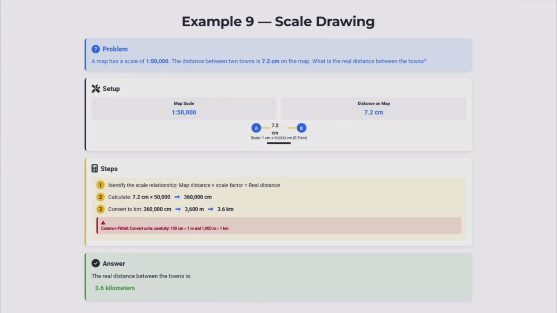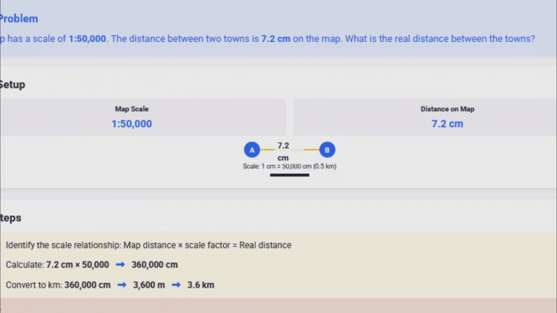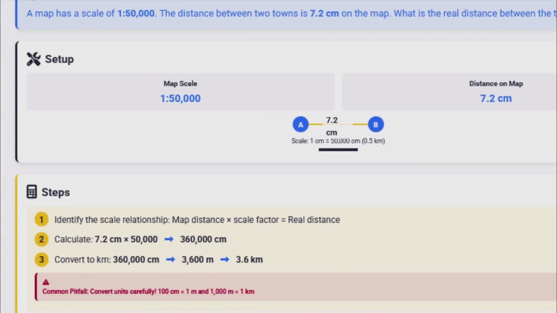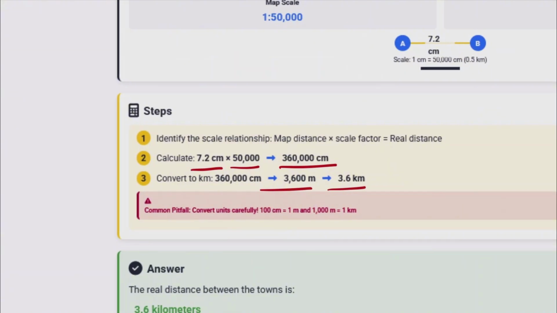So the distance between two towns is 7.2 centimeter on the map. What is the real distance between these two towns? Obviously, we know each centimeter is considered as 50,000 times more than the value that actually is. So the map scale is 1 to 50,000. And the only thing that you have to do is multiply 7.2 centimeter by 50,000 and you have this one. And you can convert this one to kilometer and you have 7.6 kilometer itself.